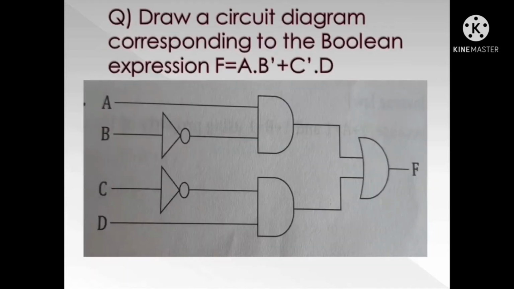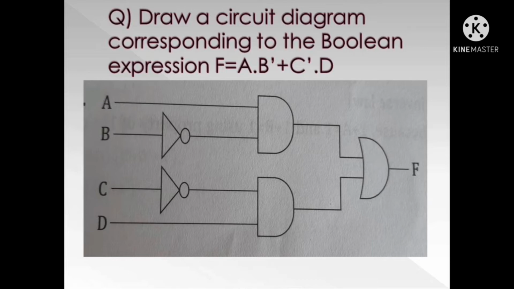Now we can discuss how to draw a diagram for the corresponding Boolean expression. Our Boolean expression is F equals A dot B complement plus C complement dot D. Dot is the AND operator and plus is the OR operator. Okay, we want to identify the inputs. F is output. Here in this Boolean expression we have 4 inputs: A, B, C and D.